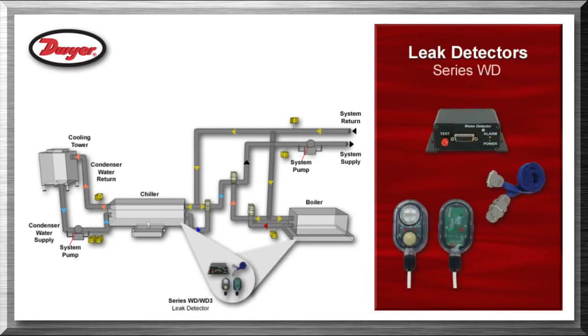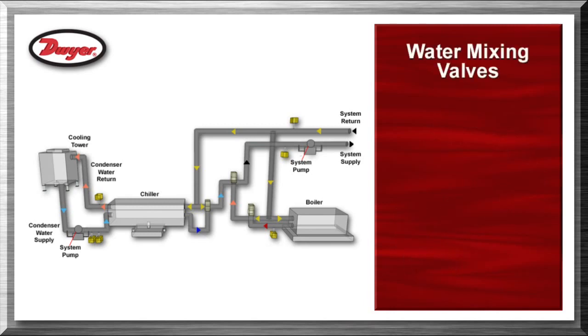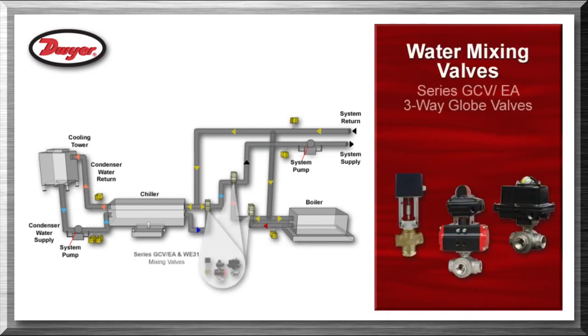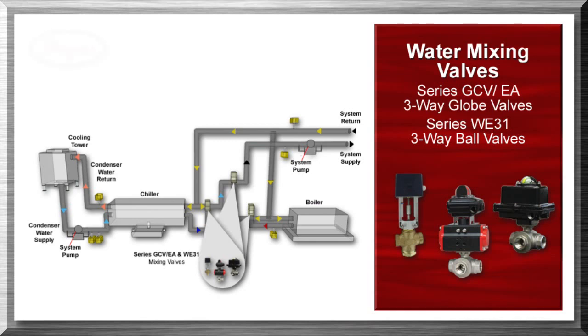Leak detectors, series WD and WD3, are used to detect leaks of fluids around equipment and valves and to detect full drip pans. Dwyer's electric actuated water mixing valves, series GCV/EA 2 and 3-way globe valves and series WE31 3-way ball valves, are used to mix return and supply water in chilled and heated water together.